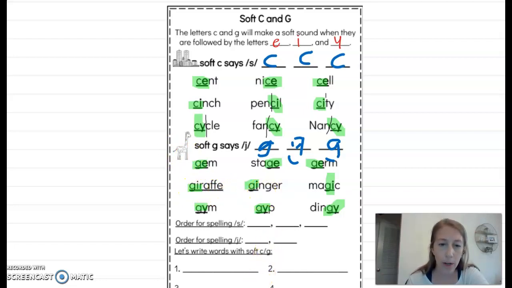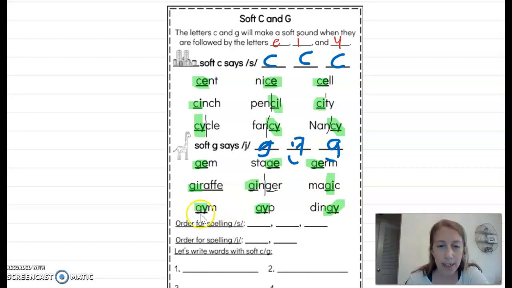Our next word, gin, and then a bossy ER, jur. And this one's a double whammy because this G is also followed by an E. So both G's in this word are saying J, ginger. And our next word, magic. A magician can make things appear and disappear.